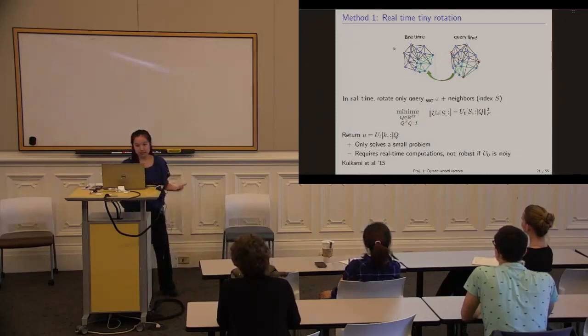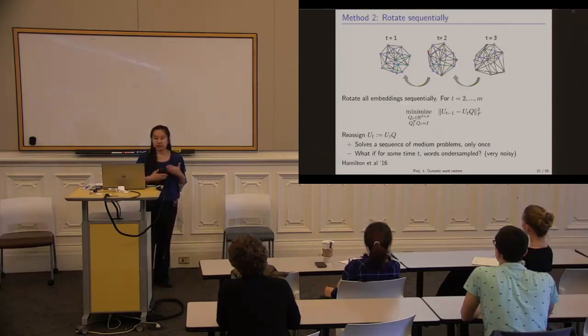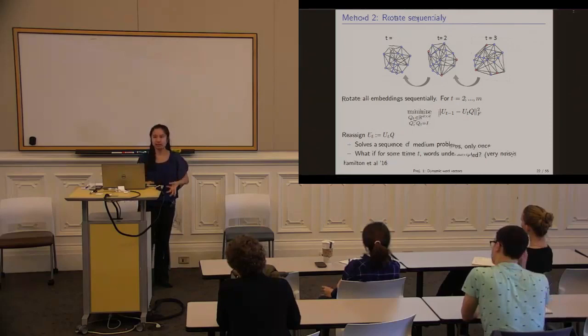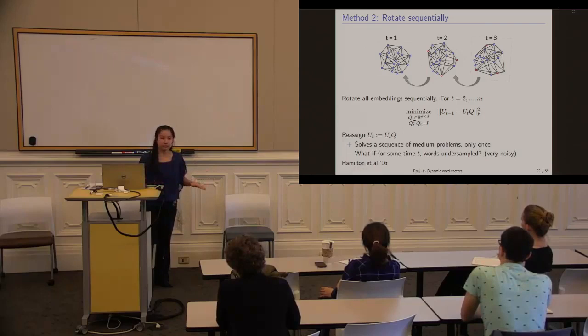Sort of the medium approach is to, instead of just rotating one word and its neighbors at a time, actually rotate the entire matrix at a time. I would only have to do it one time, and then I would never have to do it again. So it's not a real-time computation. It's a slightly bigger problem to solve.